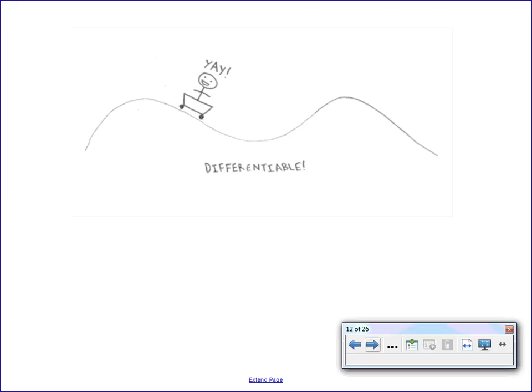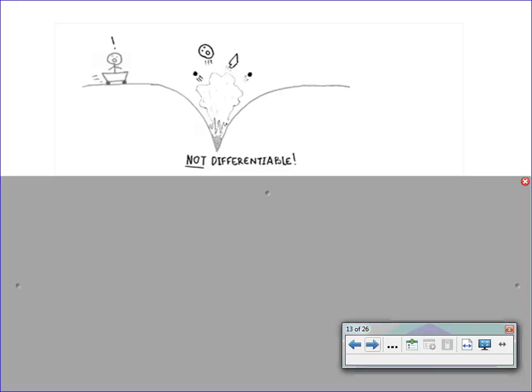And yet, sometimes life throws us some kinks in the road, so to speak. And while we might still be continuous, that is, we could trace along the train tracks with our pen or pencil without having to lift it up, or the limit of my function as x approaches c is equal to the value of the function at x equals c, and yet we're not differentiable because the left-hand slope does not match the right-hand slope. So this is not differentiable.